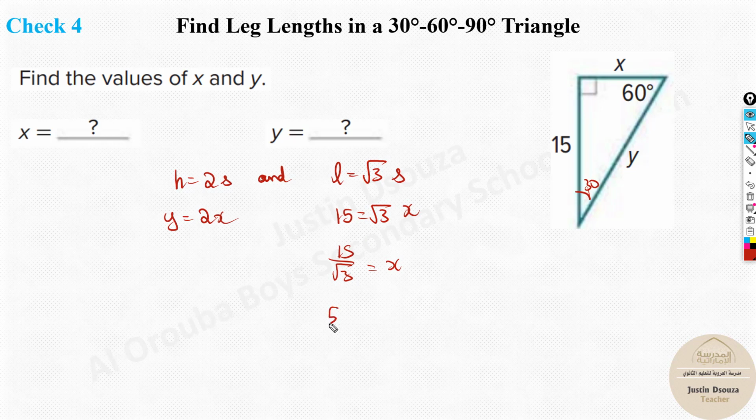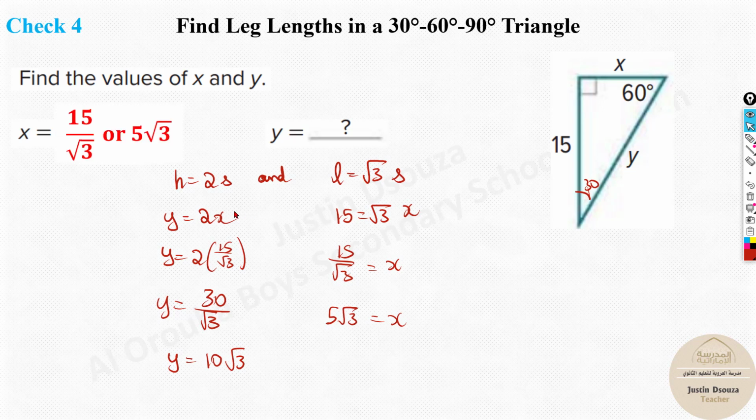Over here, I'll just directly write it will be 5 root 3 equals x, because it's simple. All you need to do is multiply root 3 and divide by the number inside. 15 by 3 is 5, so 5 root 3. And then over here, it will be y equals 2 times 15 root 3, that is y equals 30 root 3, or you can write it as, 30 divided by 3 and multiply root 3, it will be 10 root 3. So x value is 5 root 3, y value is 10 root 3.